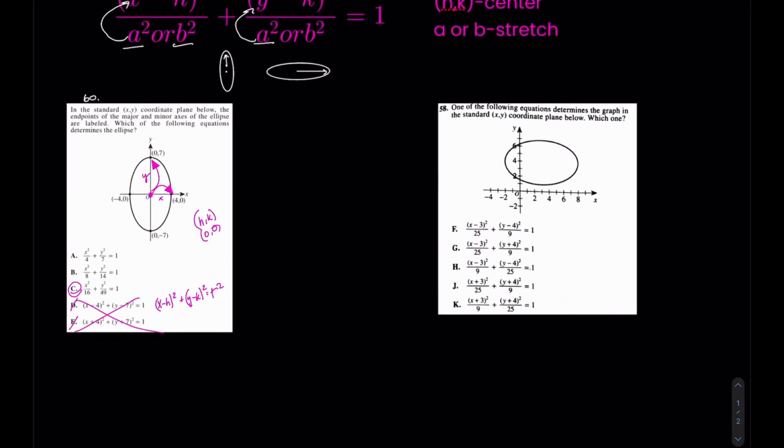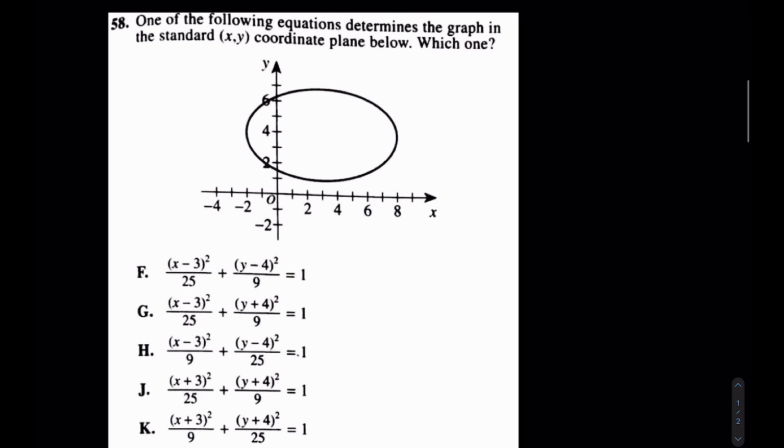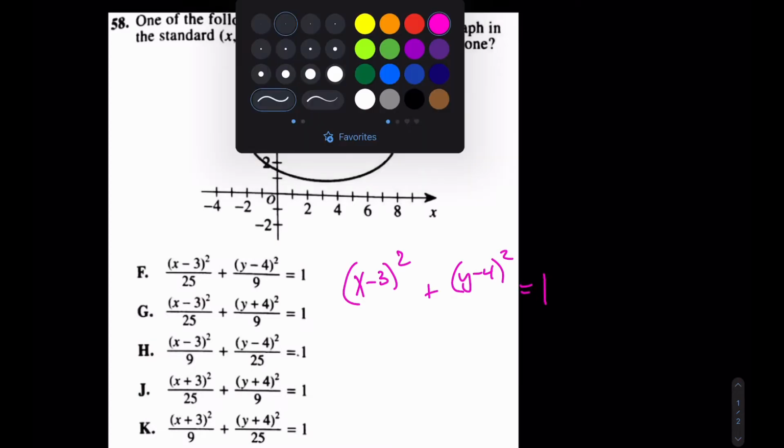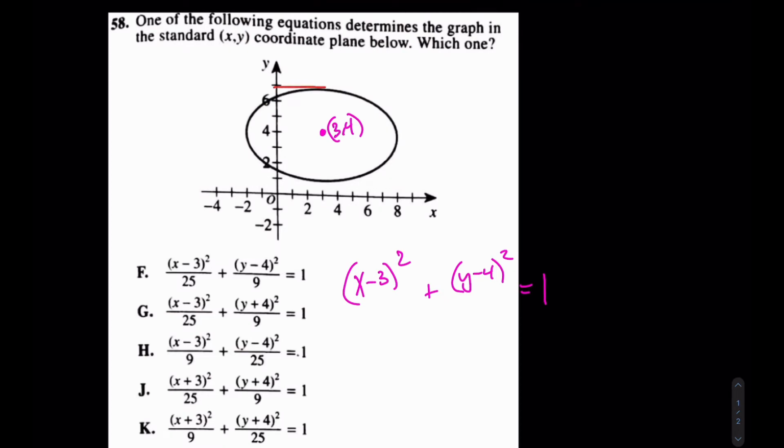Let's come over here for a little bit harder one, number 58. Well, first of all, it might help to label my center. It looks like the center is 3, 4. So my h and k should be 3 and 4. So x minus 3 squared plus y minus 4 squared equals 1. That's probably my first step. From there, I need to understand the stretch, and it's a little bit hard to see in this example, but it looks like it's hitting up there, and it looks like it's stretching all the way to the 8 over there.